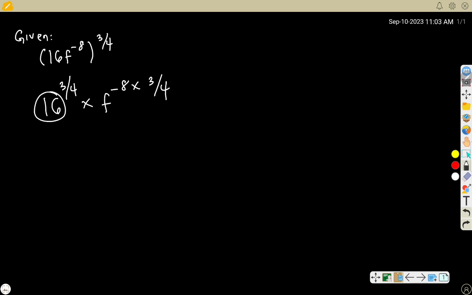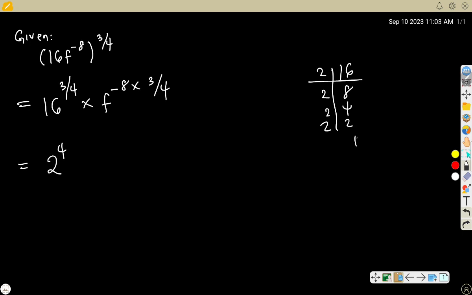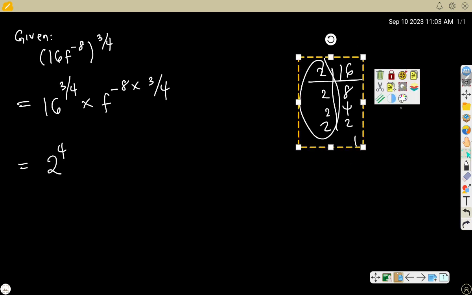So now the index form of 16 is 2 raised to power 4. Let's say you don't know the index form of 16. Anytime you want to find the index form of any number, use this factor pattern, starting with the lowest number. 2 in 16, 8. 2 in 8, 4. 2 in 4, 2. 2 in 2, 1. So this is 2 raised to power 4, that is 2 in 4 places.